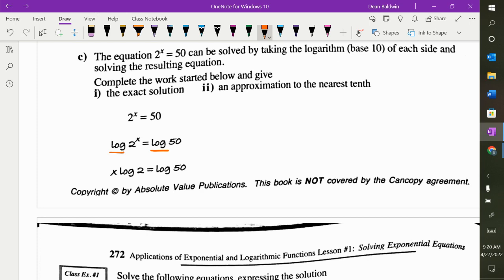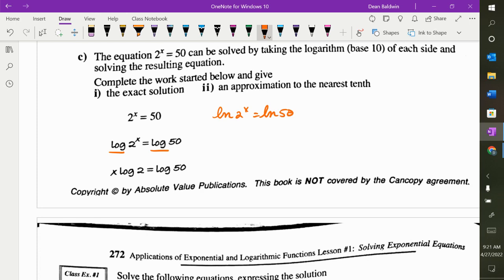Now, what base is this if I don't write a base? Base 10. You don't have to use base 10. You could use natural log as well. I could have gone ln of 2 to the x is equal to ln 50. It doesn't matter. Okay? Why would you choose base 10 or ln? What is good about those for most people's calculators? You can put it in a calculator, right? Now, some people have the ones that'll do any base. That's fine. But every calculator would do natural log and base 10. So that's why we tend to use those.